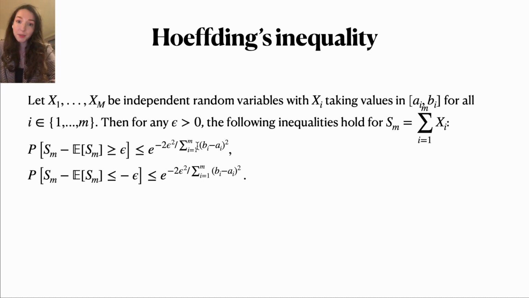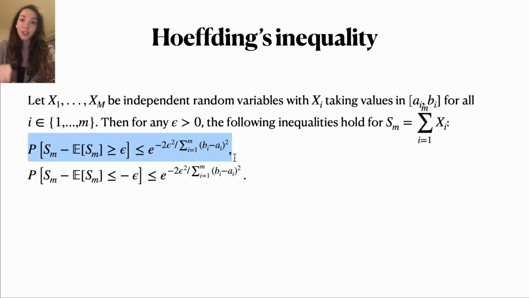Then, for any epsilon greater than 0, and if I define the sum of those random variables as this Sm, which is just the sum of these xi's, then basically I can obtain the following bound, which essentially says that the probability that Sm minus the expected value of Sm is greater than epsilon is bounded from above by an exponential of minus 2 epsilon squared divided by the sum of (bi minus ai) squared.